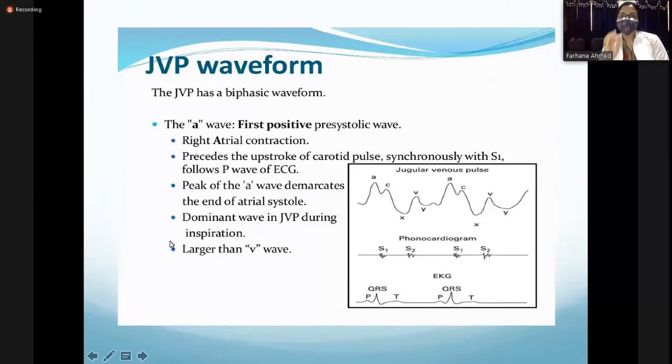Now come to the waveform. There are some positive waves and some negative waves. Positive waves are the A wave, C wave, and V wave, and negative waves are X, X prime, and Y descent. If we understand the cardiac cycle thoroughly, we need not memorize how the waves are formed in the JVP. It is actually a recapitulation.